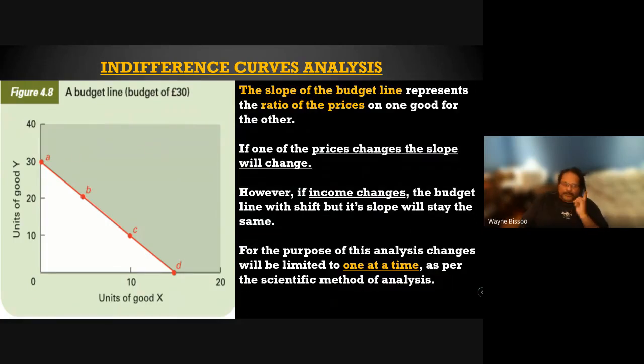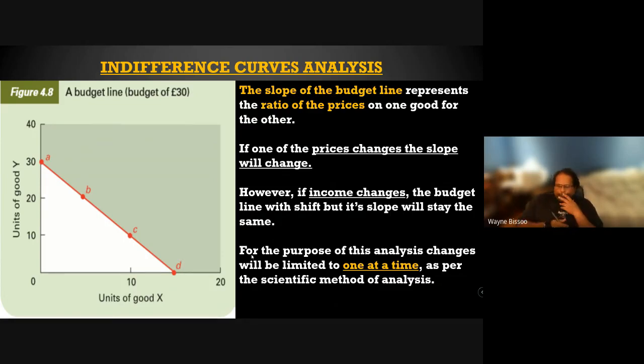The slope of the budget line. So this is where we have to start to pay attention now to what the budget line represents. The slope of the budget line represents the ratio of prices of one good to the other. If one of the prices change, the slope will change. However, if income changes, the budget line will shift, but its slope will stay the same. For the purpose of this analysis, changes will be limited to one at a time. So we're only going to change one thing at a time. We're not going to change price and income. We'll either change prices or we'll change incomes. We won't change both at once.